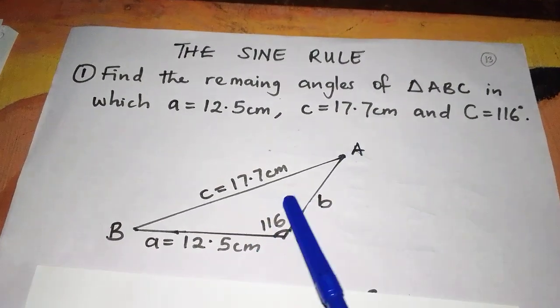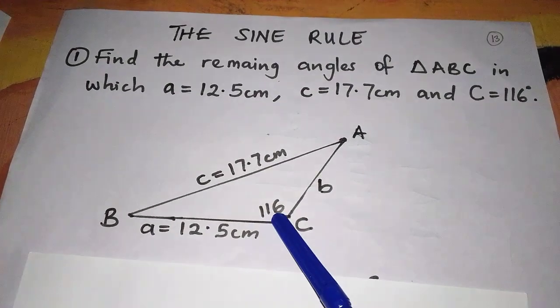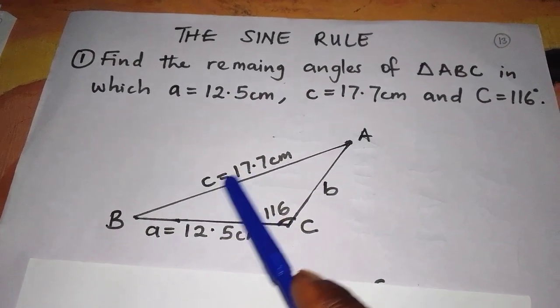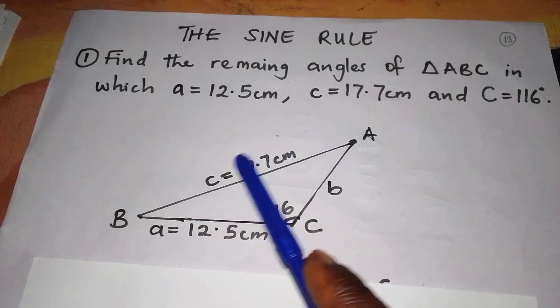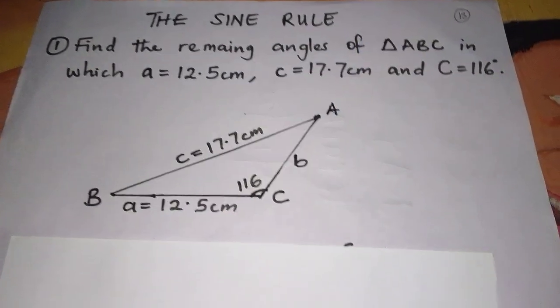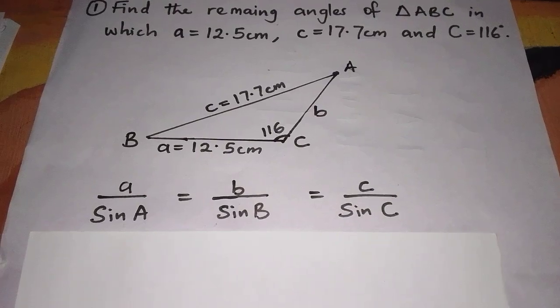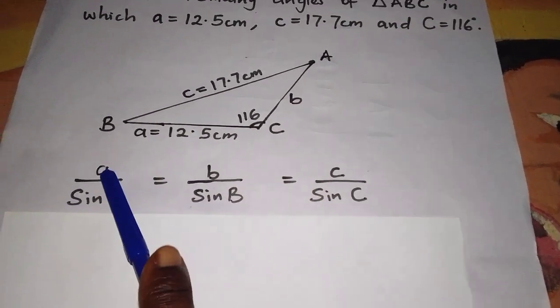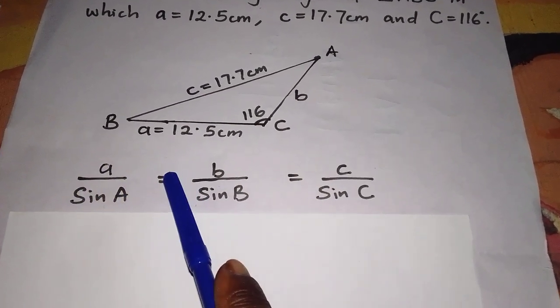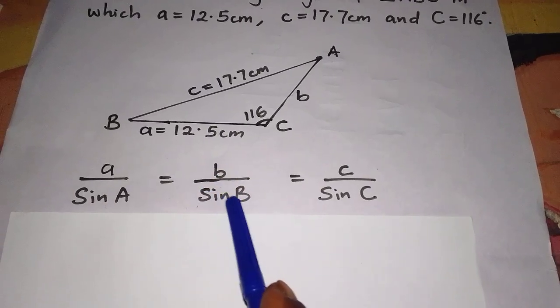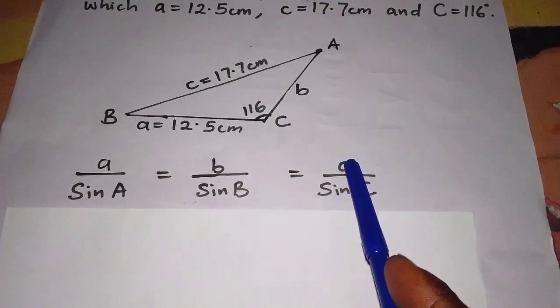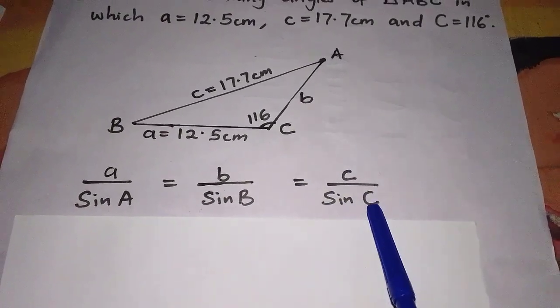In this question, we are given only one of the angles, and we want to look for angle A and angle B. So first of all, we will need to write the ratio. The sine ratio is a over sine A equals b over sine B equals c over sine C.